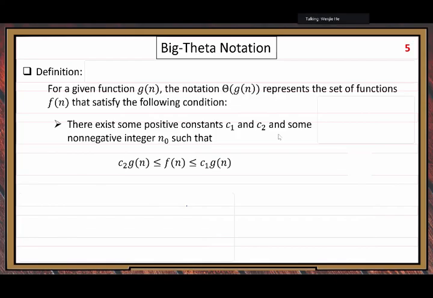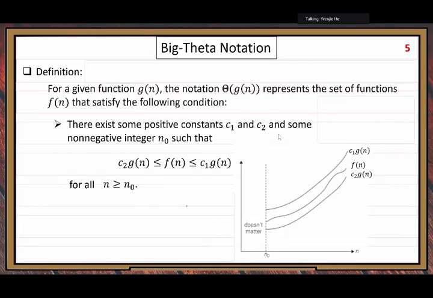The C2 constant multiple of the g function is a lower bound of the f function, and the C1 constant multiple of the g function is an upper bound of the f function. So in the graph, this time we have the C1 upper part and the C2 lower part. All right, so that's the asymptotic notations.